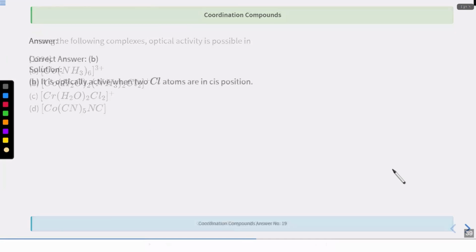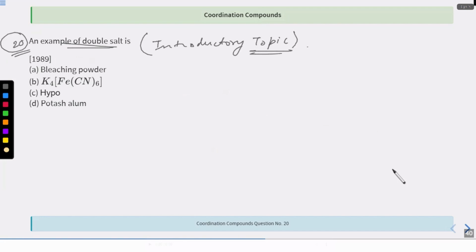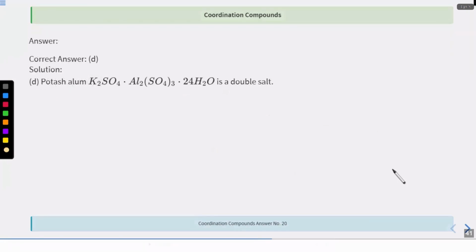Moving ahead with question number 20. An example of double salt is, so double salt is again an introductory topic which we study in coordination compounds. Okay, so for that we need to know the formula for each of these. So potassium alum formula is this: K2SO4.Al2(SO4)3.24H2O. So why is it double salt? Because there we have two sort of compounds separated by a dot. So please remember this thing: when we have this type of compound, it's separated by dot.